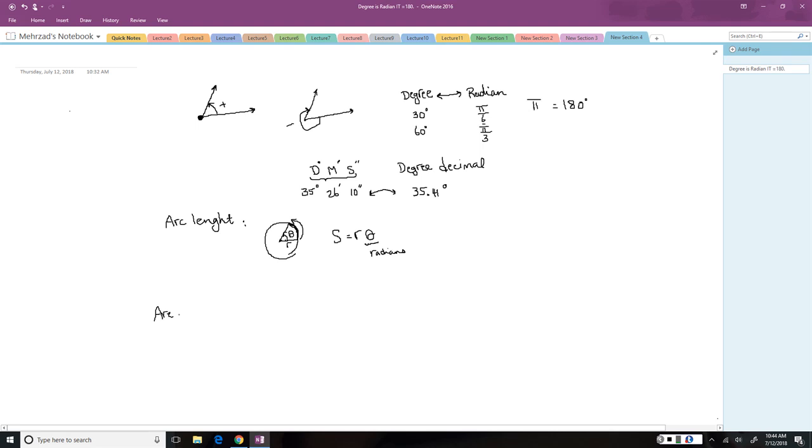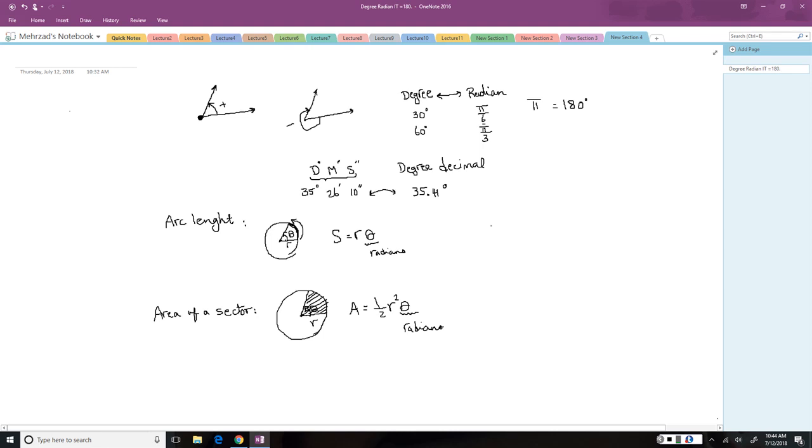We also talk about area of a sector. Again, if we have the circle with radius r and positive angle theta, then we are talking about the area that is associated with this sector here. And that area is measured by the formula 1/2 r squared theta. R, again, is the radius, and theta must be used in radians in this formula.